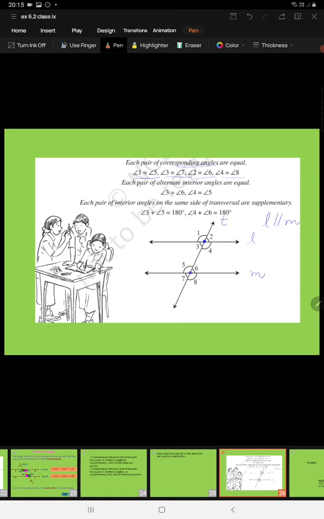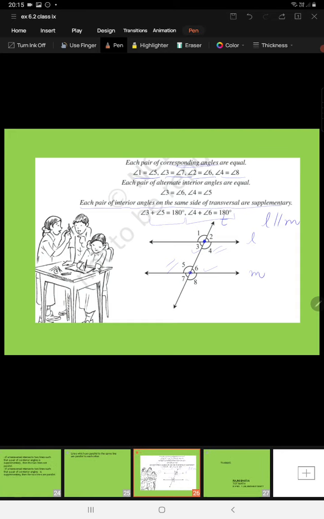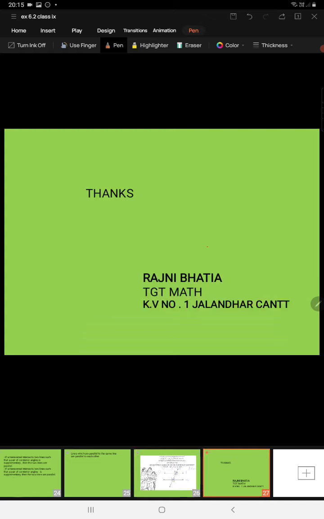The pairs of alternate interior angles, 3 with angle 6 and 4 with angle 5, will be equal, but the co-interior angles, which are called interior angles on the same side of the transversal, will be supplementary. And students, the converse of the above results is also applicable: if a pair of corresponding angles is equal, or alternate interior angles are equal, or co-interior angles are supplementary, then the lines will be parallel. So this was all in this concept.